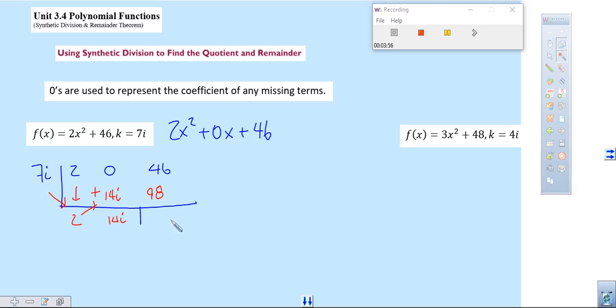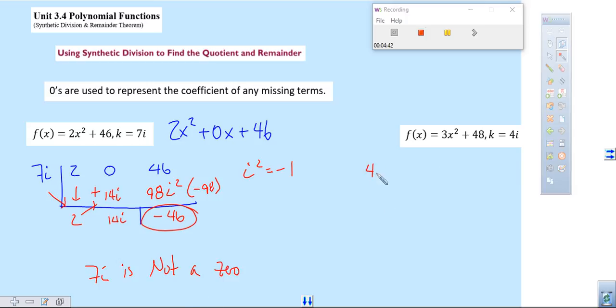However, in that case, I take the i squared, right? Because that would be 98i squared. But recall that i squared is actually equal to -1. So in this case, this is actually going to turn out to be -98. So then I have 46 and -98, which gives me -46. More importantly, it doesn't divide evenly because it has a remainder of -46. So k is not a 0. So 7i is not a 0 or a solution or a root.